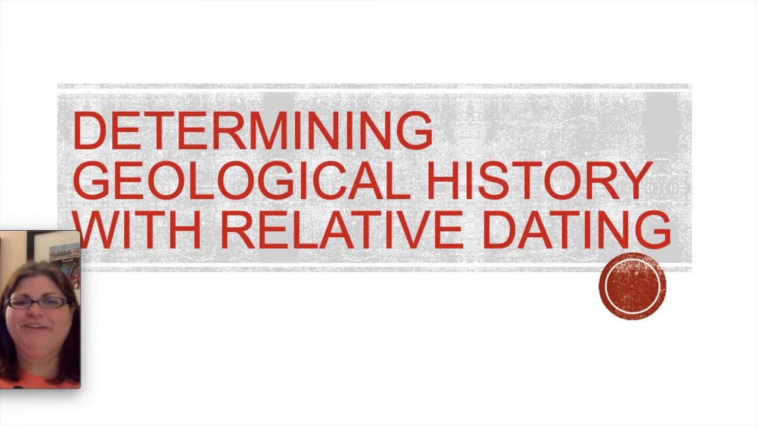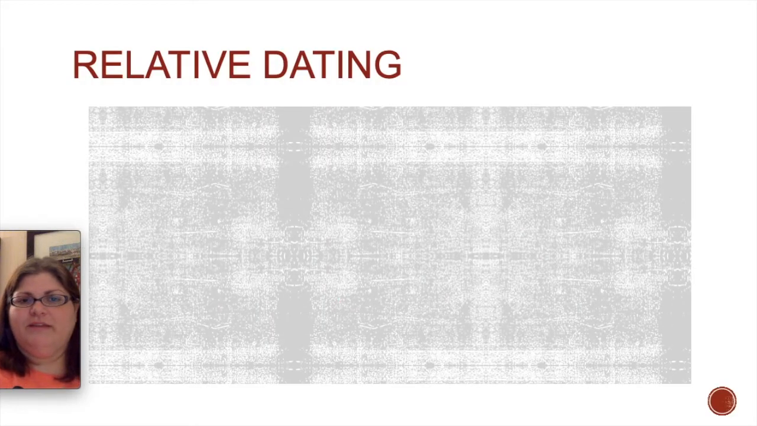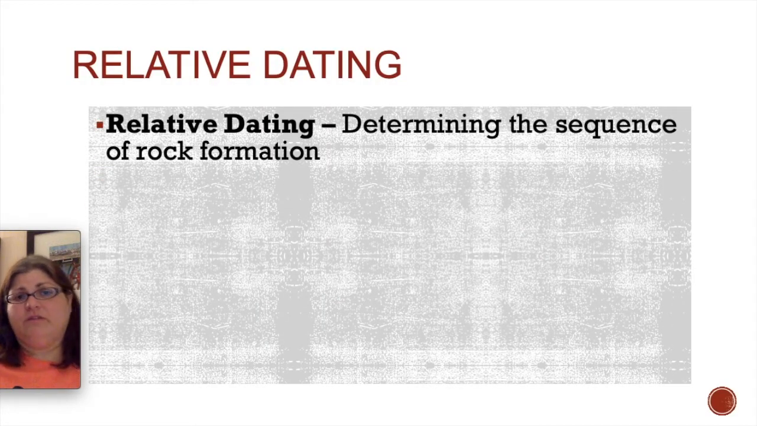Hi. In this video we're going to talk about something called relative dating. It's one way that geologists can take a look at a piece of land and try to figure out the history of that land and what's happened in the Earth's past. So relative dating is finding out how old layers of the rock are compared to one another. So it's essentially finding the sequence of rock formation.